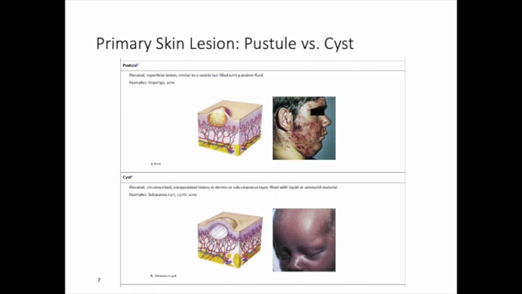So it goes into the dermis and the subcutaneous layer. It's filled with liquid, or it could be a semi-solid type material. So think of cystic acne, sebaceous cysts. Those would be examples of a cyst.